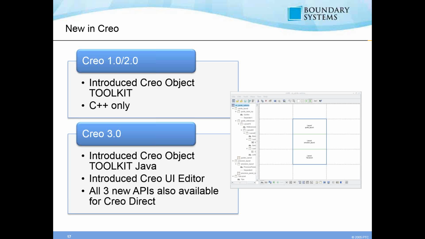is to make this a very powerful tool. And then in Creo 3.0, they added the Creo Object Toolkit Java API, as well as the new Creo User Interface Editor. And all three of those new APIs, Object Toolkit C++, Object Toolkit Java, and the UI Editor, starting with 3.0, are now also available for Creo Direct. So again, starting to expand from just allowing you to customize Creo Parametric, which is what the PTC Creo Parametric Toolkit allows you to do, but also now customize Creo Direct, and with future Creo releases, continuing to expand that into the other Creo apps.